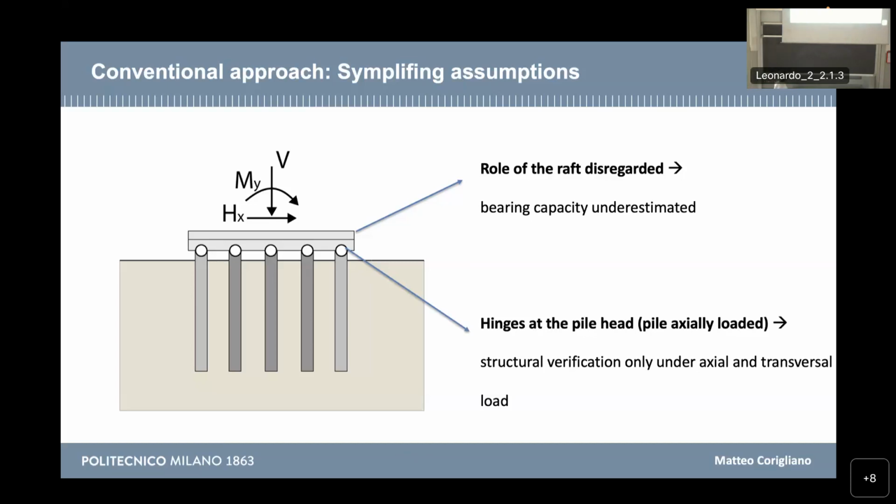Another strong assumption is that the piles are connected to the raft by means of hinges. This means that the raft connects the piles, but the raft is not capable of transmitting bending moment to the piles, so that the piles are only vertically loaded, or only transversally loaded, and the bending moment is absent.